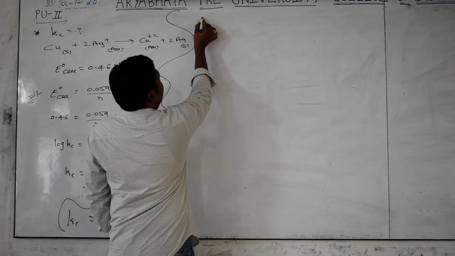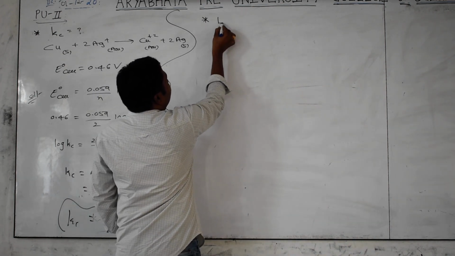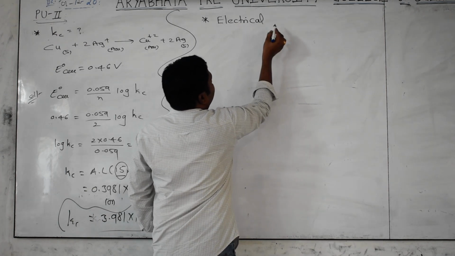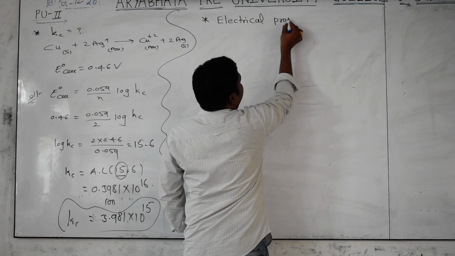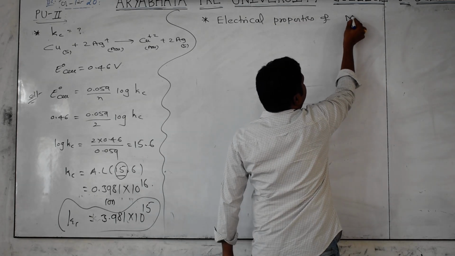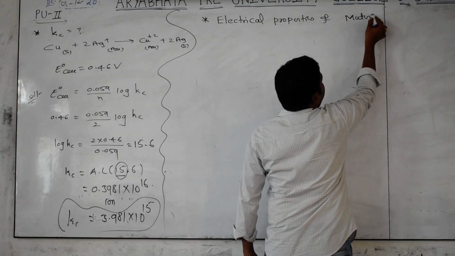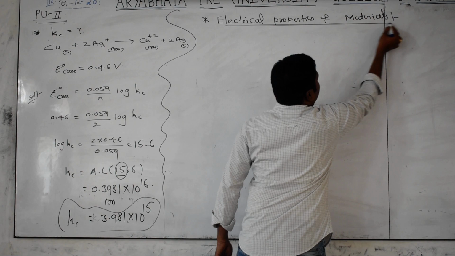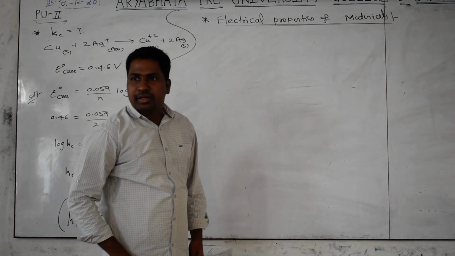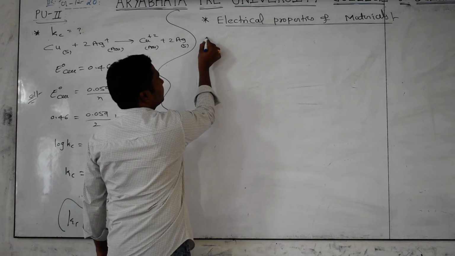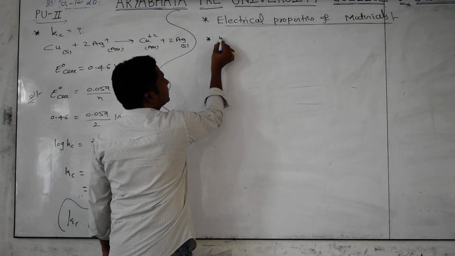Now see, all of you. Electrical properties of materials. It is a nice concept, and some logical things will be there. You have to observe very carefully. To understand the electrical properties of materials, we have to learn some basic definitions. Under that, the first one is electrical resistance.